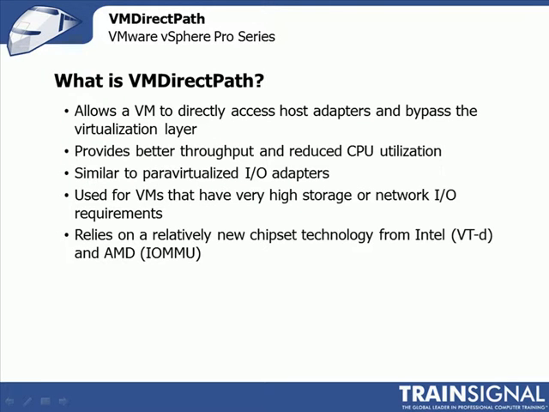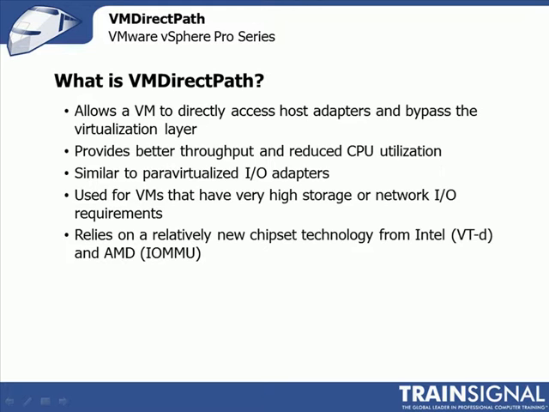VM Direct Path is similar to para-virtualized SCSI adapters, where a VM can directly access host adapters and bypass the virtualization layer to achieve better throughput and reduce CPU utilization. The difference, though, is with VM Direct Path, you must dedicate an adapter to a VM, and it cannot be used by any other VMs on that host. Like para-virtualized SCSI adapters, VM Direct Path can be used for VMs that have very high storage or network I/O requirements, like database servers. VM Direct Path enables virtualization of workloads that you previously might have kept physical.